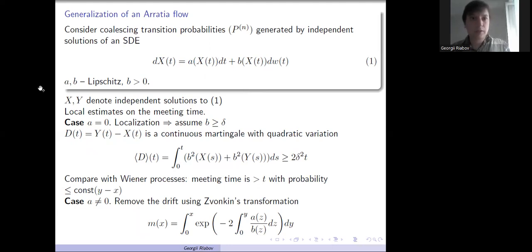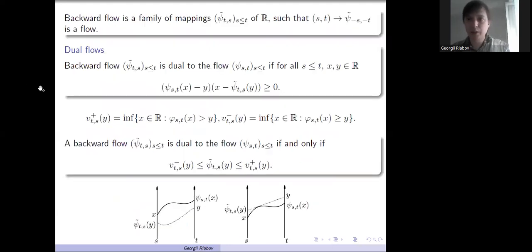Okay, the next question I want to address is to consider dual flows. I will just in a few words explain the definition, and we will continue next time. Dual flows are backward flows, meaning that they are indexed by T, S when S is less or equal to T. So it can be understood as the flow that acts backwards in time. So psi tilde TS acts from time T backwards to time S.